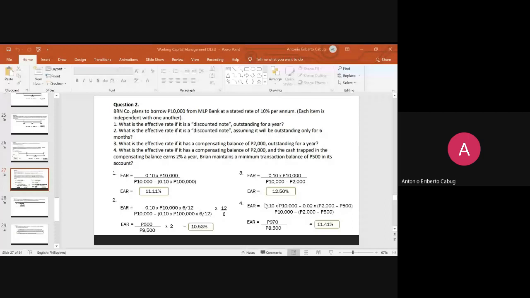Formula sa 2D. Ano yung 2D? What is 2D? Yung pang-apat. Question 2, yung pang-apat. 2D. Okay. Ito, nandun to sa video ha. Nandun to sa video.